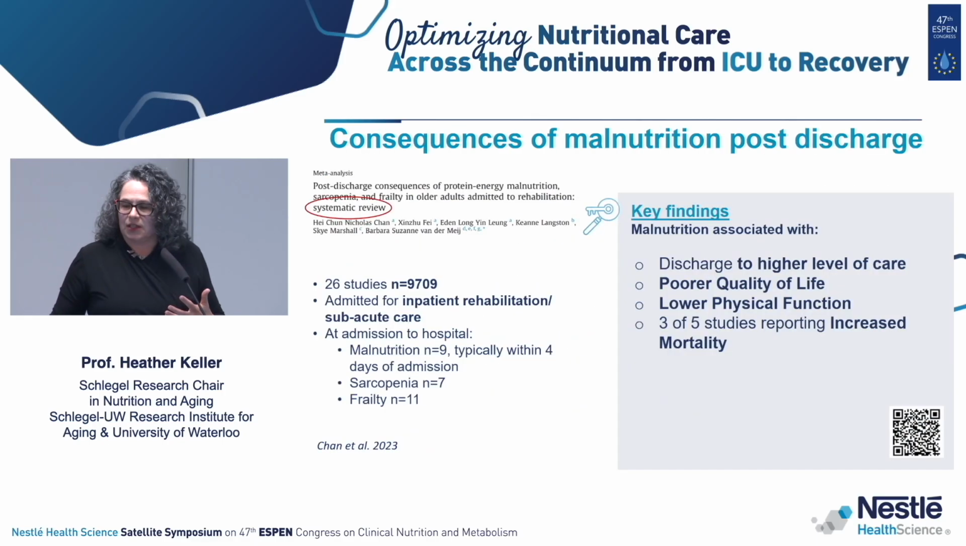So what are some of the consequences of this malnutrition post-discharge? This is a systematic review based on 26 studies and over 9,000 patients. People had been admitted to inpatient or subacute care, so not ICU, unfortunately, we don't have that data. But they looked at whether these people were identified to be malnourished, have sarcopenia or frailty, and looked at outcomes of these individuals based on that diagnosis.